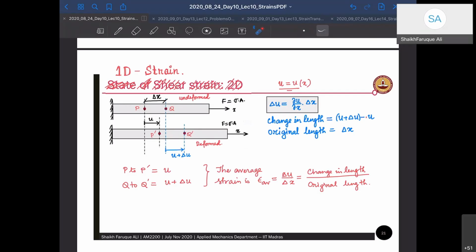So I can write it as that at every x, the extension is del u by del x. Therefore, for del x distance, the extension is del u by del x into del x, right? And this whole thing will make your del u, the total calculation of the del u. So we'll come to that.